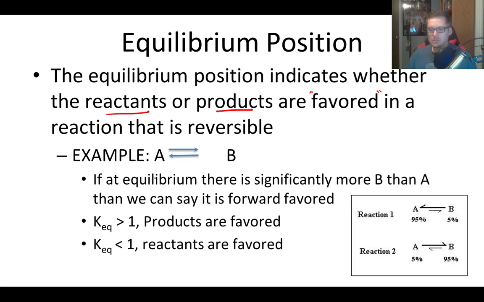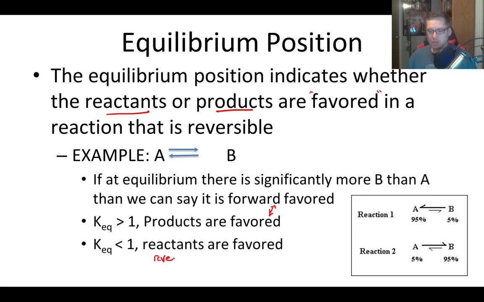All right, so here's A going to B. It says if at equilibrium there is significantly more B than A, then we say it is forward favored. So if B is more than A, then our KEQ would be greater than 1 because our products are bigger than our reactants. So forward favored and product favored mean the same thing. We could also say reverse favored down here.